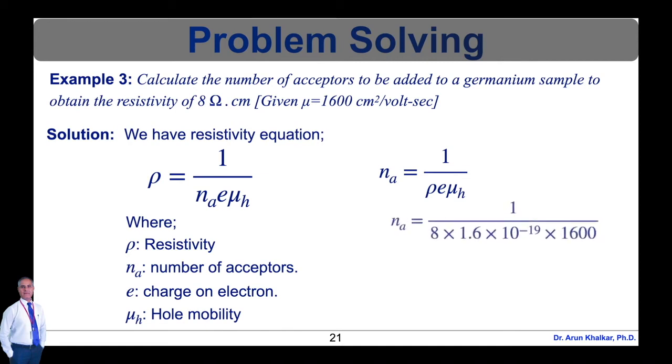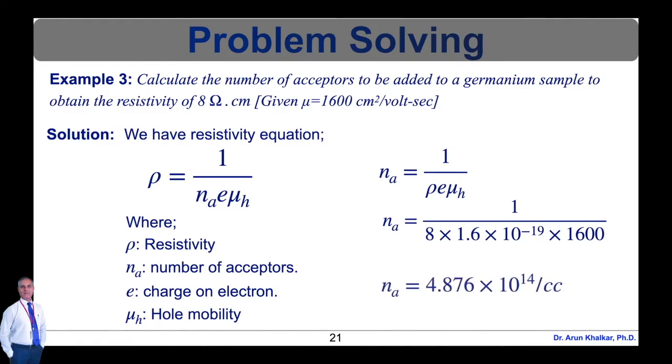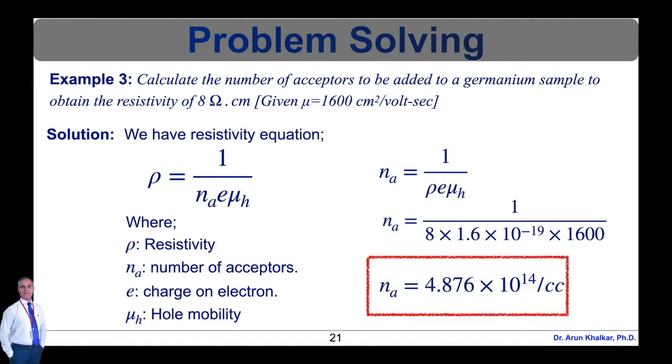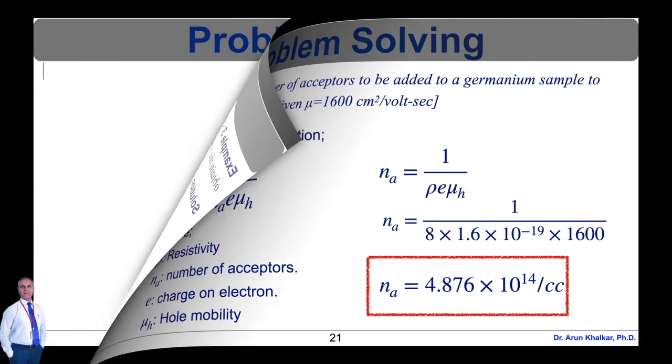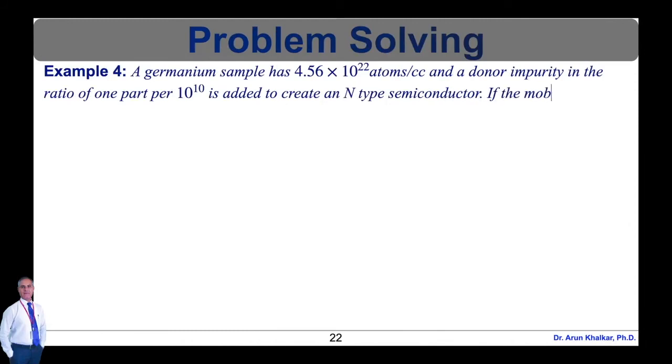Therefore, Na is equal to 1 upon 8 into 1.6 into 10 raised to minus 19 into 1600. After solving this equation, we get the value Na is equal to 4.876 into 10 raised to 14 per cc. Next example, example number 4.